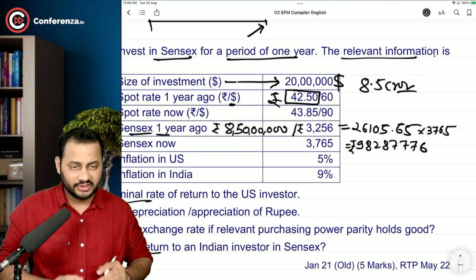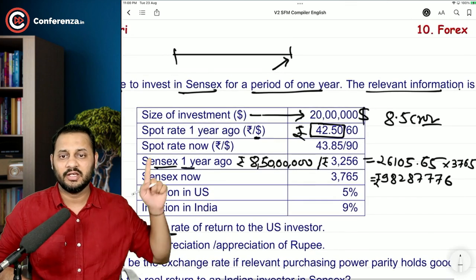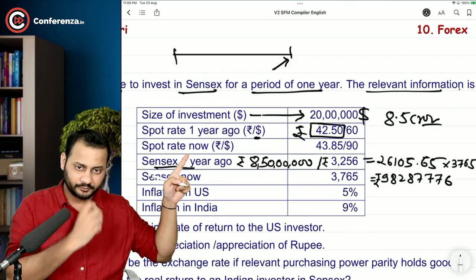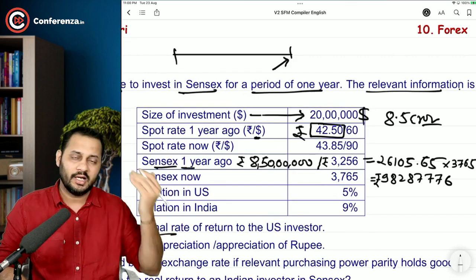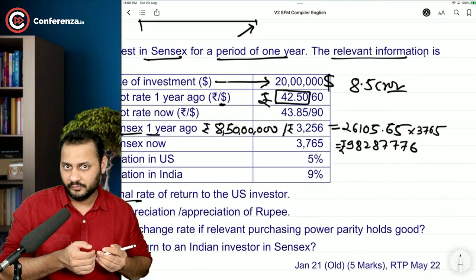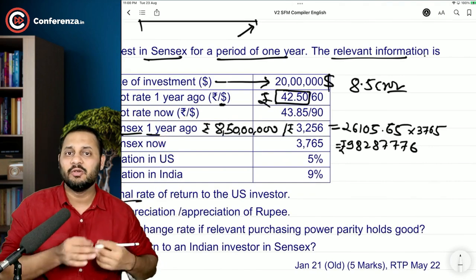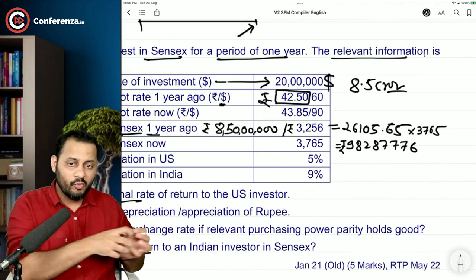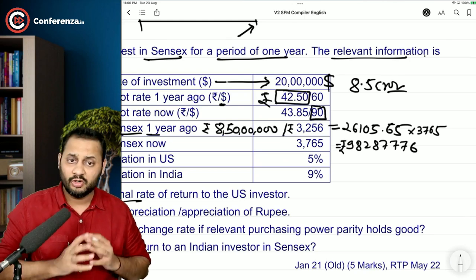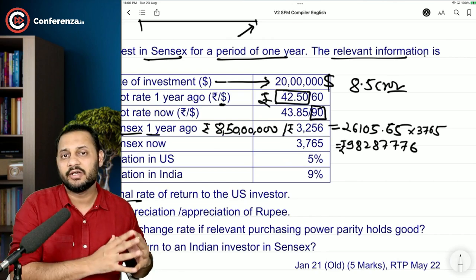Now what are you going to do? As a US investor, you will sell this rupees and buy dollar at the rate after 1 year. The spot rate now means today's rate after 1 year. This is all 1 year ago and today. So you will sell that rupees and buy dollar. If you want to buy dollar, since dollar is the base currency, I will put a requirement in dollar. I want to buy dollars. Bank will sell dollar. The selling rate is this much, not just 90, it's 43.90. This is the way rates are quoted.